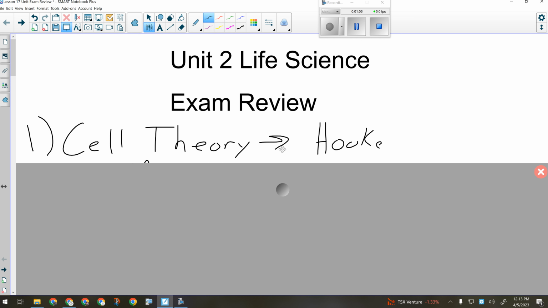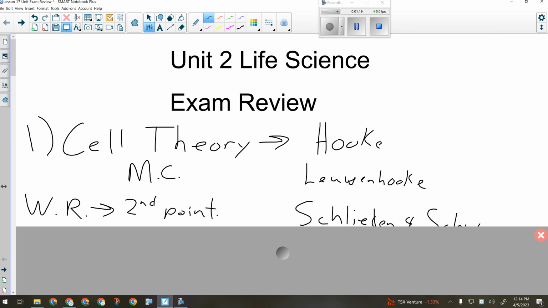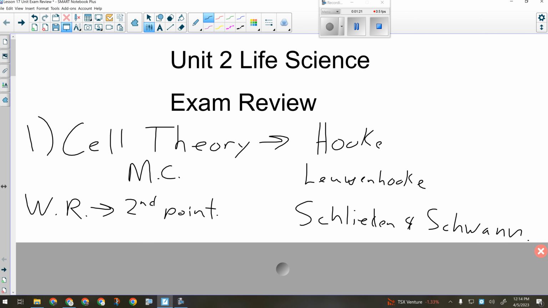Sounds like Hooke, but longer. Leeuwenhoek. Leeuwenhoek was the first person to view living cells, and then came Schleiden and Schwann after that. They were the ones who came up with the original cell theory, and they discovered that yes, in fact, cells are common to all living things.